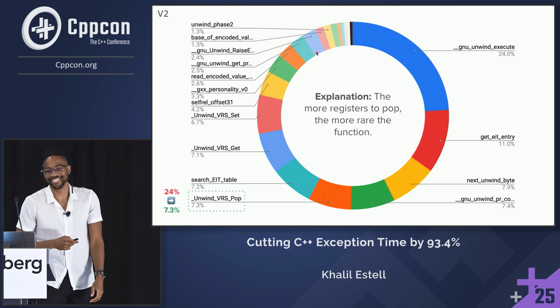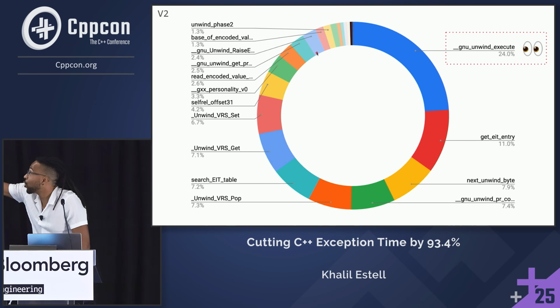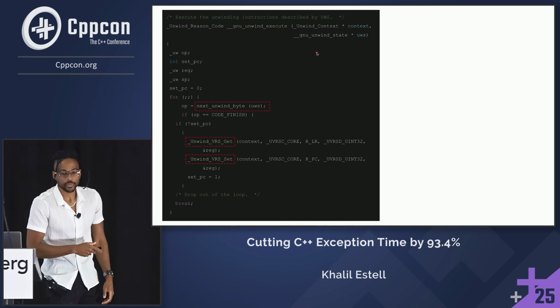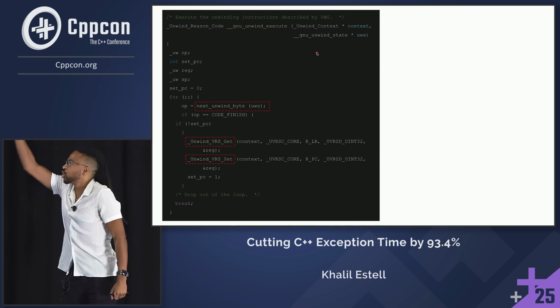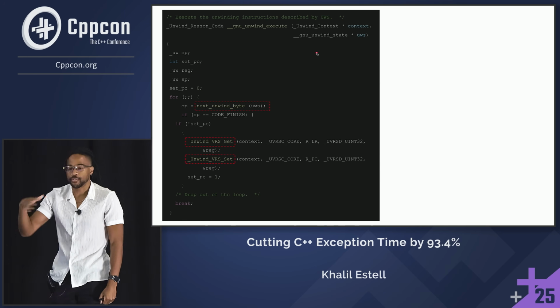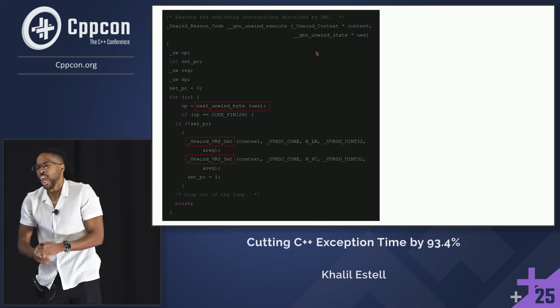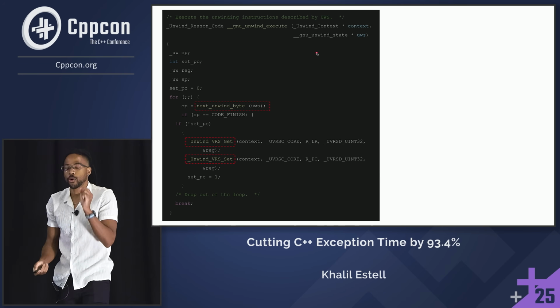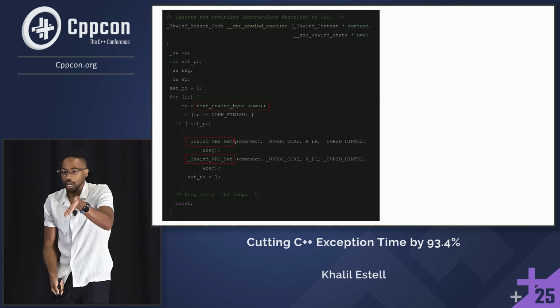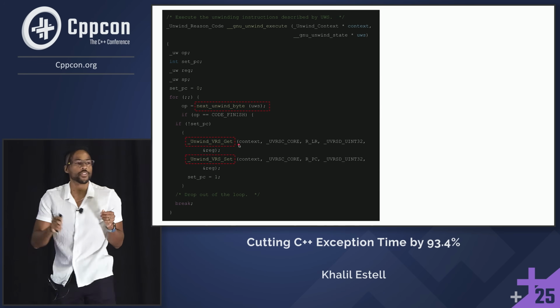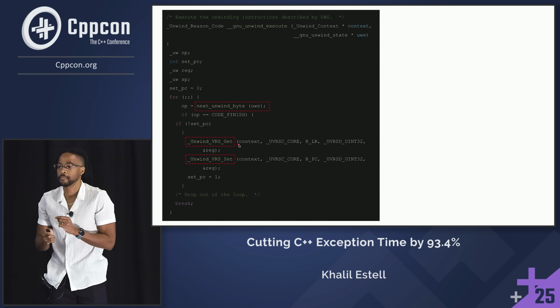All right, GNU Unwind execute. This is going to be a fun one. This function is long, very long. It's for every single unwind instruction for ARM. One of the things that I noticed, though, is repeatedly there were functions called next unwind byte, VRS get, and VRS set. Let's take a look at those. Maybe there's something I can do about them. Maybe I can optimize them.